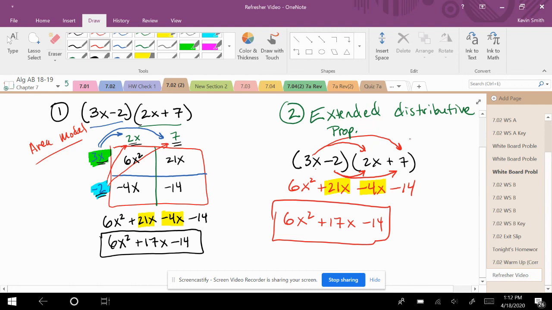This is just a little bit quicker to do if you can visualize what's happening. But essentially, this 3x needs to be distributed to every term, and this negative 2 needs to be distributed to every term.